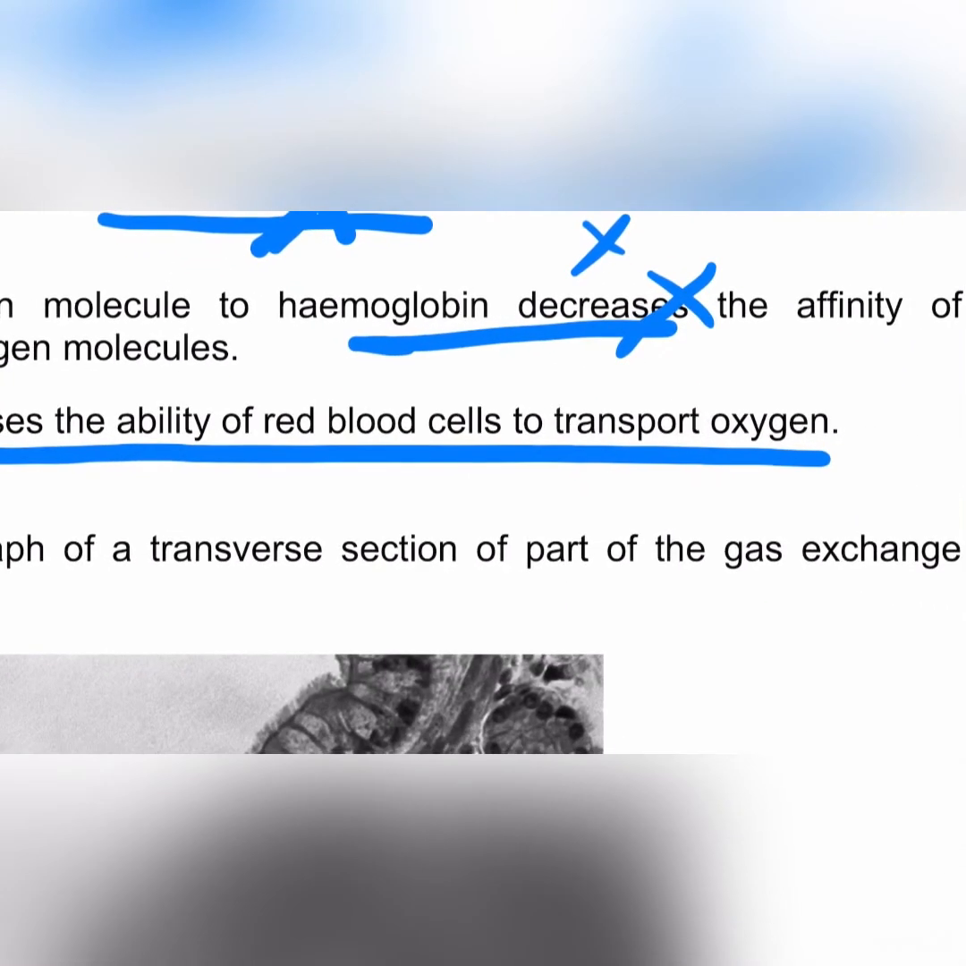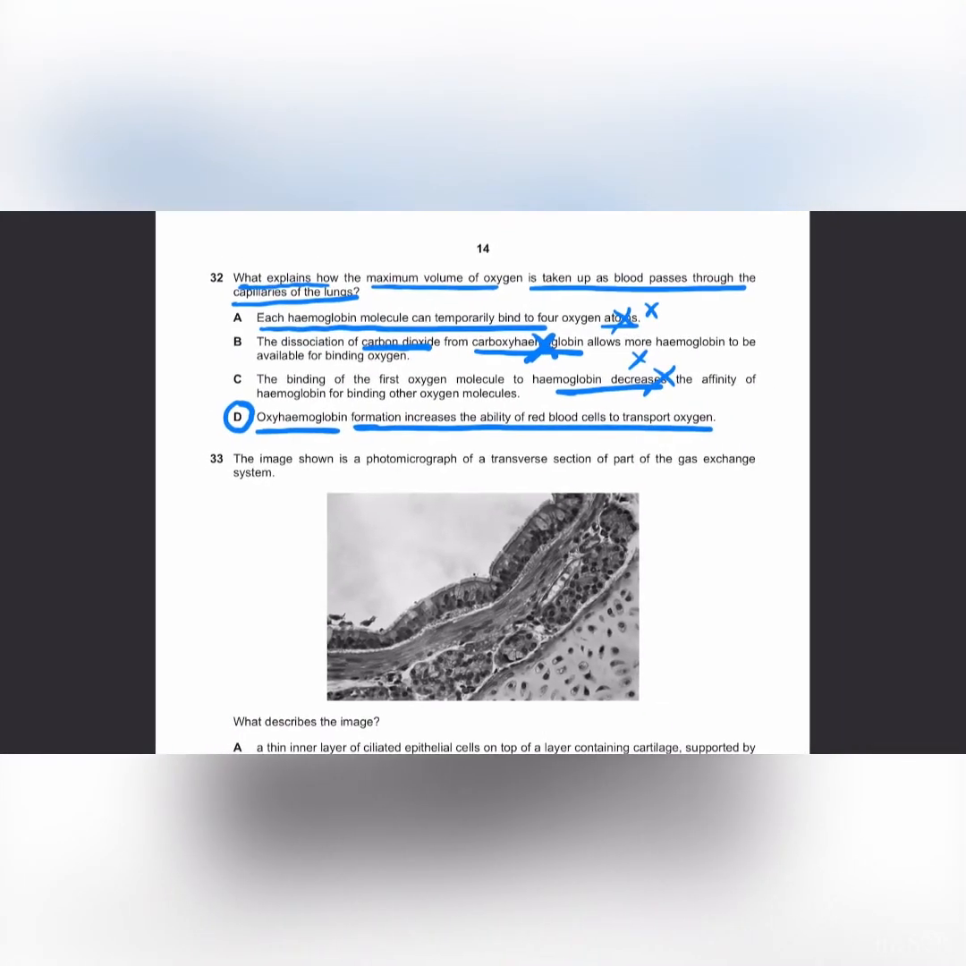So the shape of the hemoglobin molecule changes. Hemoglobin now can bind more oxygen molecules more easily, and this increases the ability of the red blood cells to carry and transport oxygen. The answer is D.